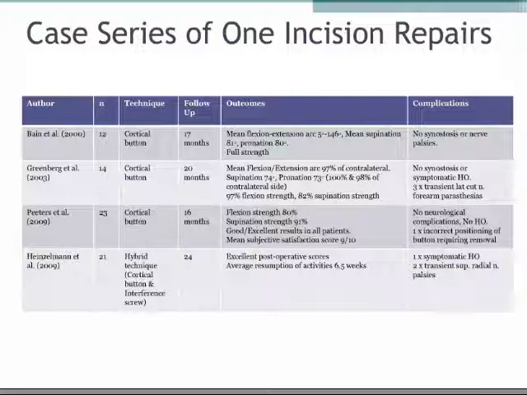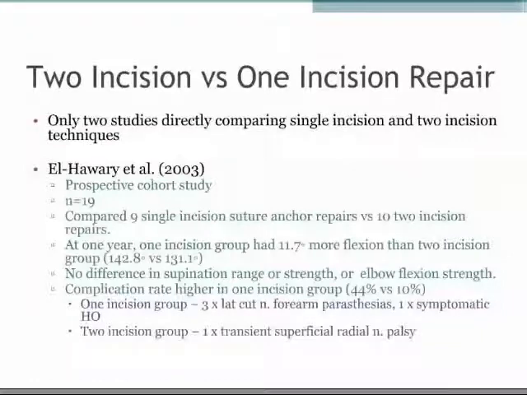There are only 2 papers that directly compared 2 incision versus 1 incision repairs. One from 2003 was a prospective cohort study of 19 patients. They compared 9 single incision to 10 two incision repairs. At one year, there was no difference in the supination range or strength or elbow flexion strength, but they found a higher complication rate in the one incision group, with 3 nerve palsies and 1 symptomatic, while the two incision group had only 1 transient.